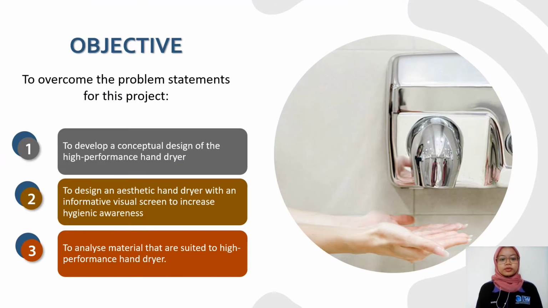To overcome the problem statement, this project came out with three objectives, which are to develop a conceptual design of a high-performance hand dryer, to design an aesthetic hand dryer with an informative visual screen to increase hygiene awareness, and to analyze materials that are suited to a high-performance hand dryer.